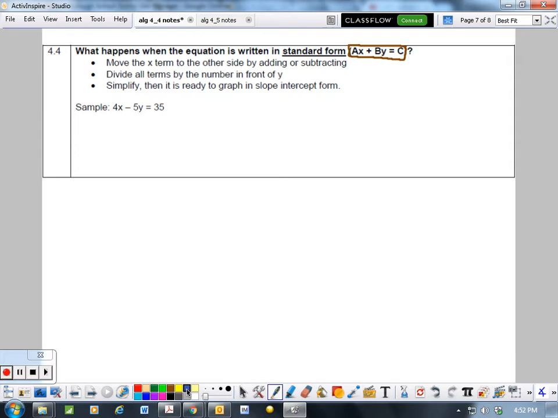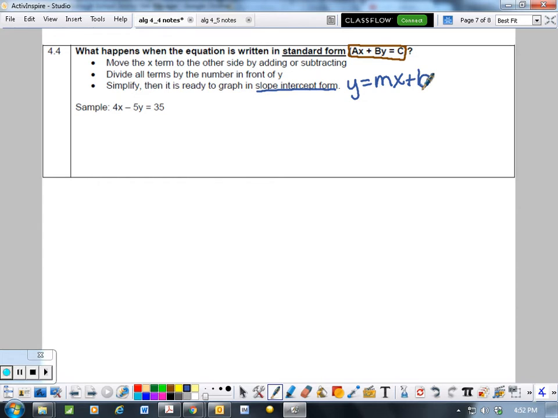So what we're going to do is try to write this in slope intercept form. We want this to look like y equals mx plus b. That's what we want, and that's what we practiced in chapter 1 and in section 4.3, I think it was. And so we're seeing this again.